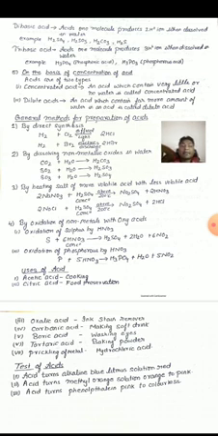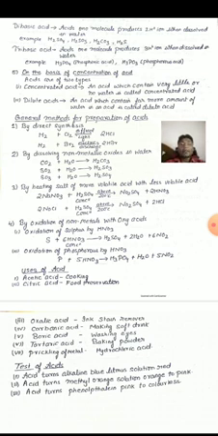Next is tribasic acids. Tribasic acids are those acids which give 3H+ ions per molecule when the acid is dissolved in water. Examples are phosphoric acid, that is H3PO4, and phosphorus acid, that is H3PO3.